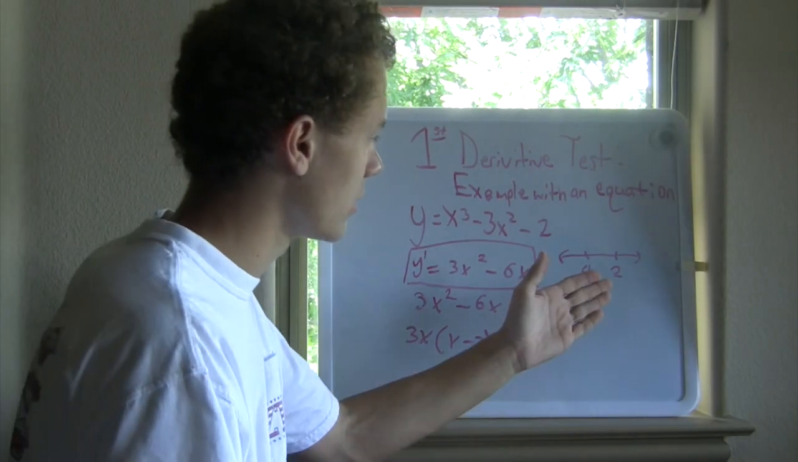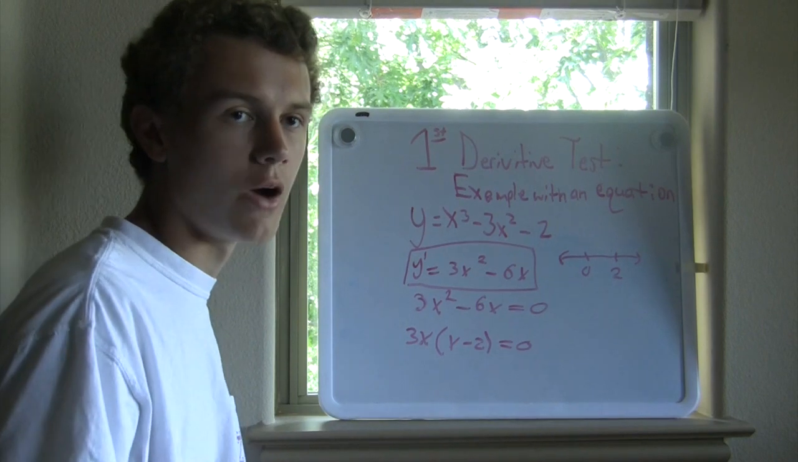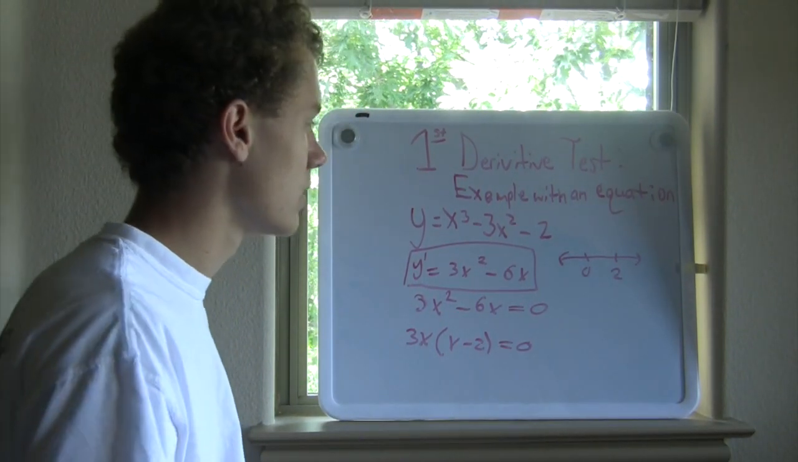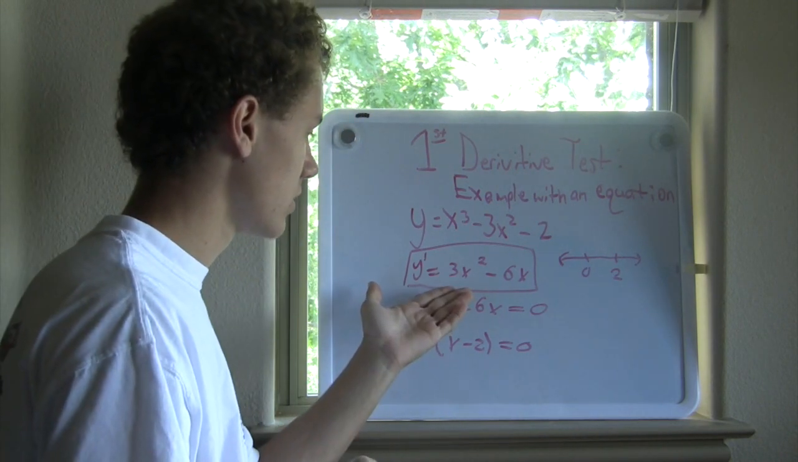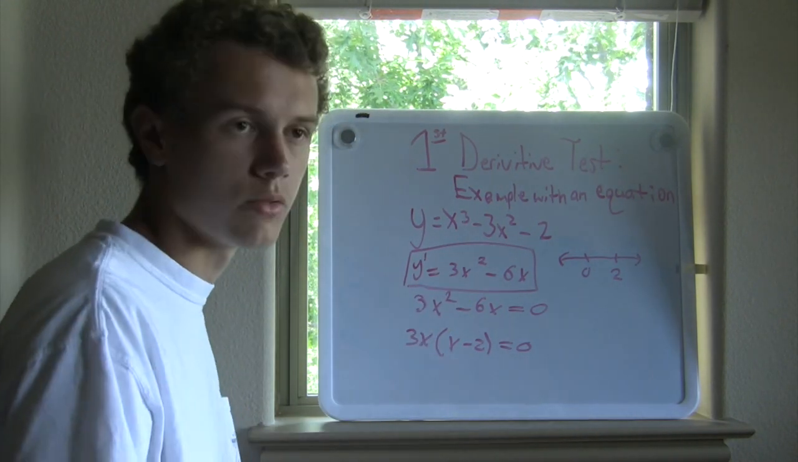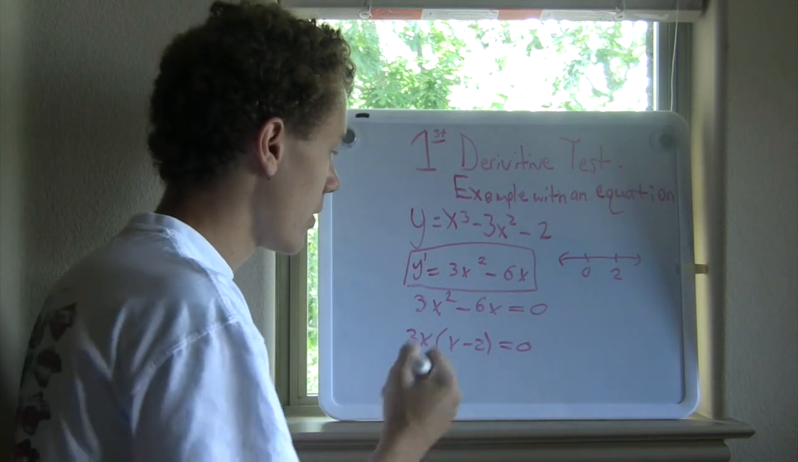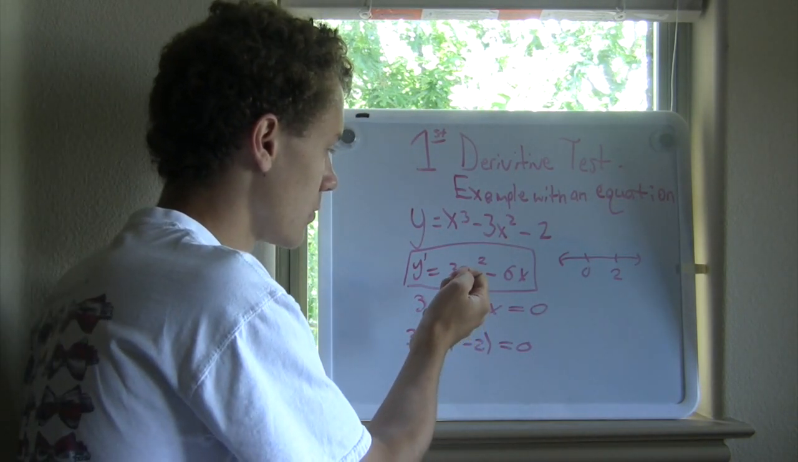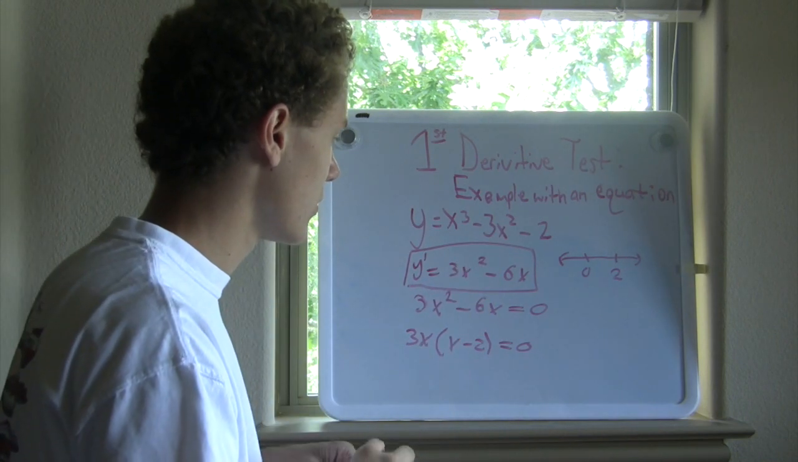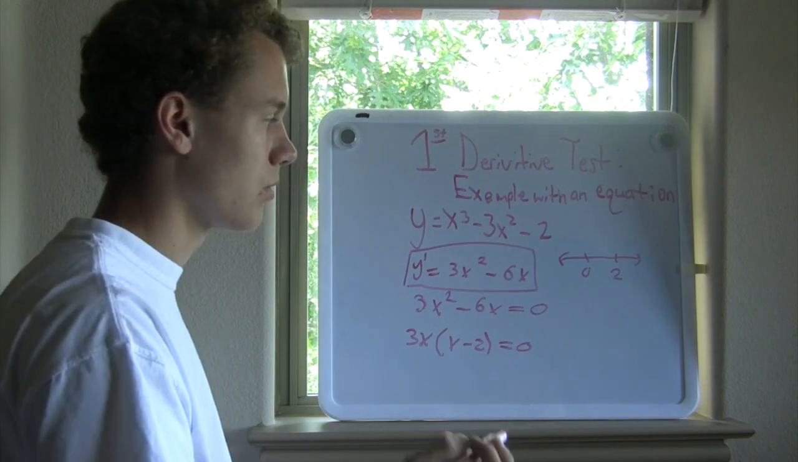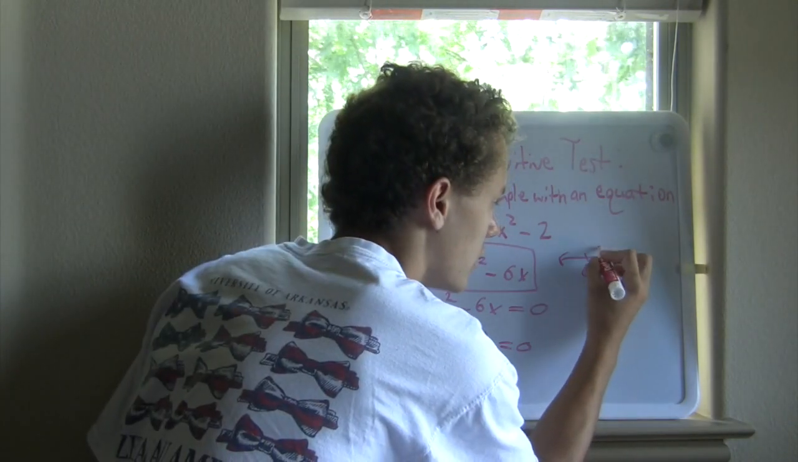Now that the points are on the number line, we're going to plug in values that are in between those numbers to see if the slope is positive or negative. We'll plug it back into the derivative. We'll start with 1. 1 is between 0 and 2, so 1 squared is 1, times 3 is 3, and then minus 6 times 1, which is negative 3, so the slope is negative. We'll put a negative there.